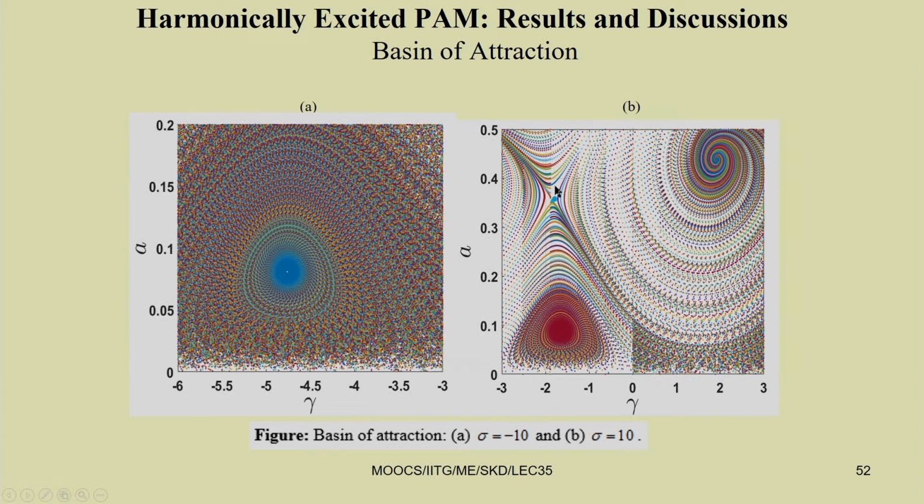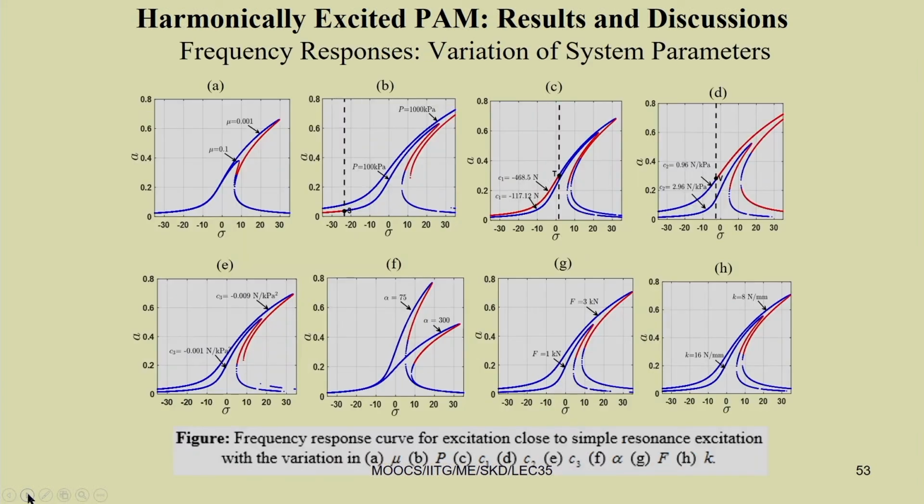And here, this unstable point cannot be achieved with time. It will take infinite time to reach this saddle node bifurcation point, as this is an unstable point. So, either the response will go to this point or this point. So, this way you can find the basin of attraction.